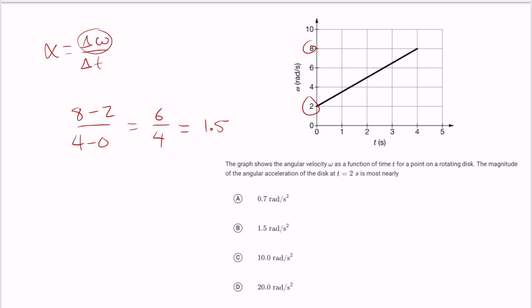And so let's think about what units we're dealing with here. You should generally carry your units with you. On top, we had radians per second, and on bottom, we had seconds. So then that's just going to, of course, end us with some acceleration, radians per second squared. And that is, of course, one of our answer choices.